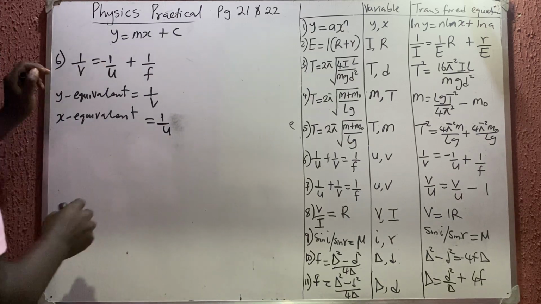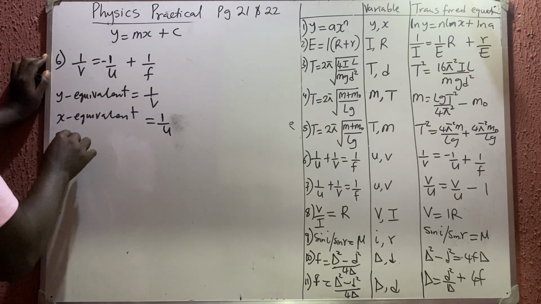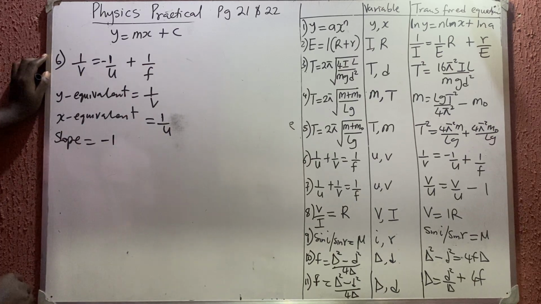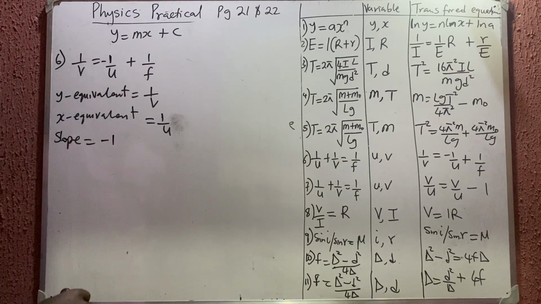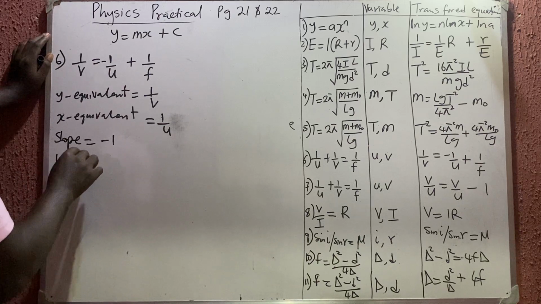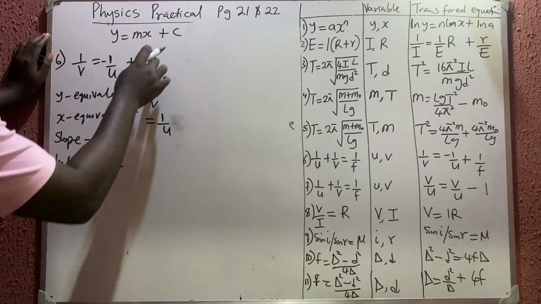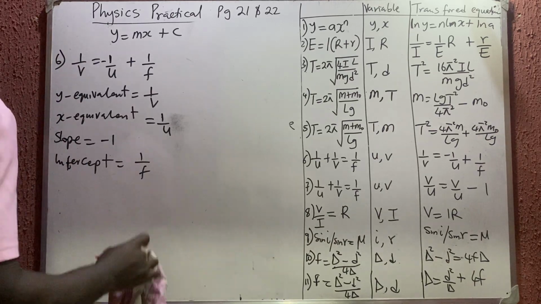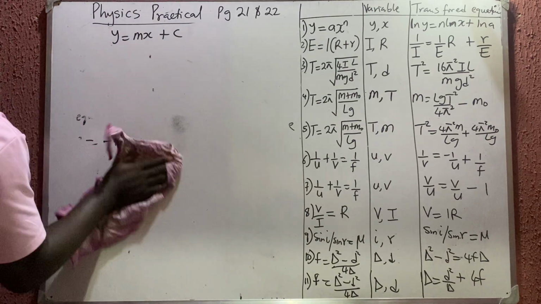It's going to be 1 over u. Then the slope is the coefficient of that, which is minus 1. There is an invisible minus 1 standing beside it. So therefore, my intercept will now be this one standing alone, which is 1 over f. See, all these things are very simple. We move over to question number 7.